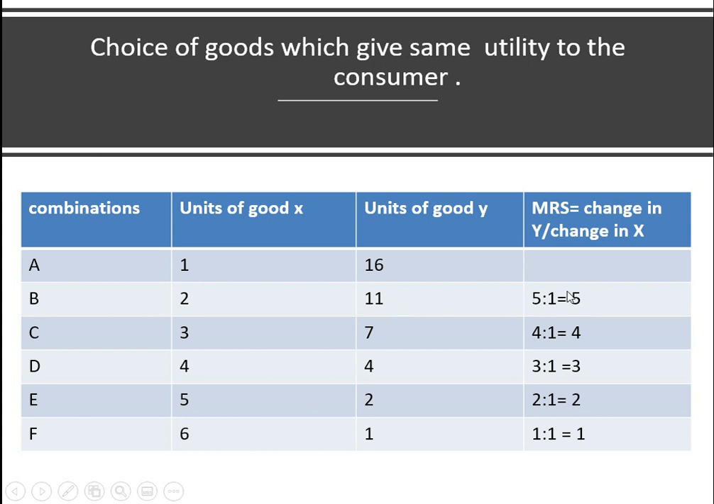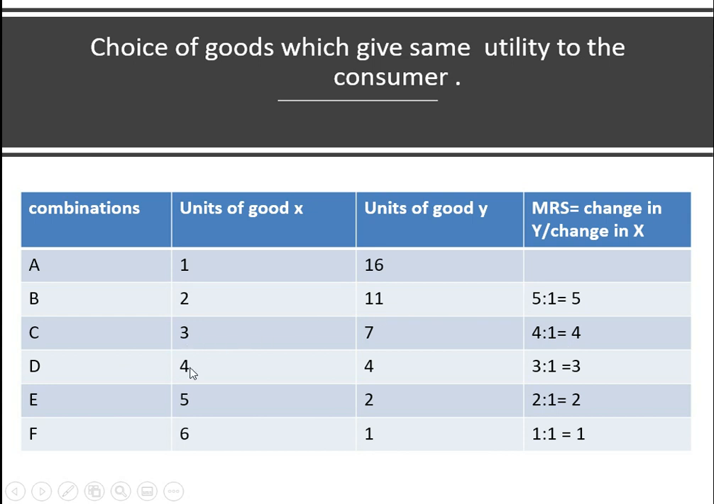So how can we calculate MRS? Simply, MRS is change in Y over change in X. What is the change in Y? That is 16 minus 11, which equals 5. And what is the change in good X? It goes from 1 to 2, so the change is 1 unit. When we divide 5 by 1, that equals 5. And when we take 1 more extra unit, from 2 to 3, we now forgo 4 units of Y. So the MRS is 4:1. The change in X is 1 and the change in Y is 4, so 4 divided by 1 equals 4.